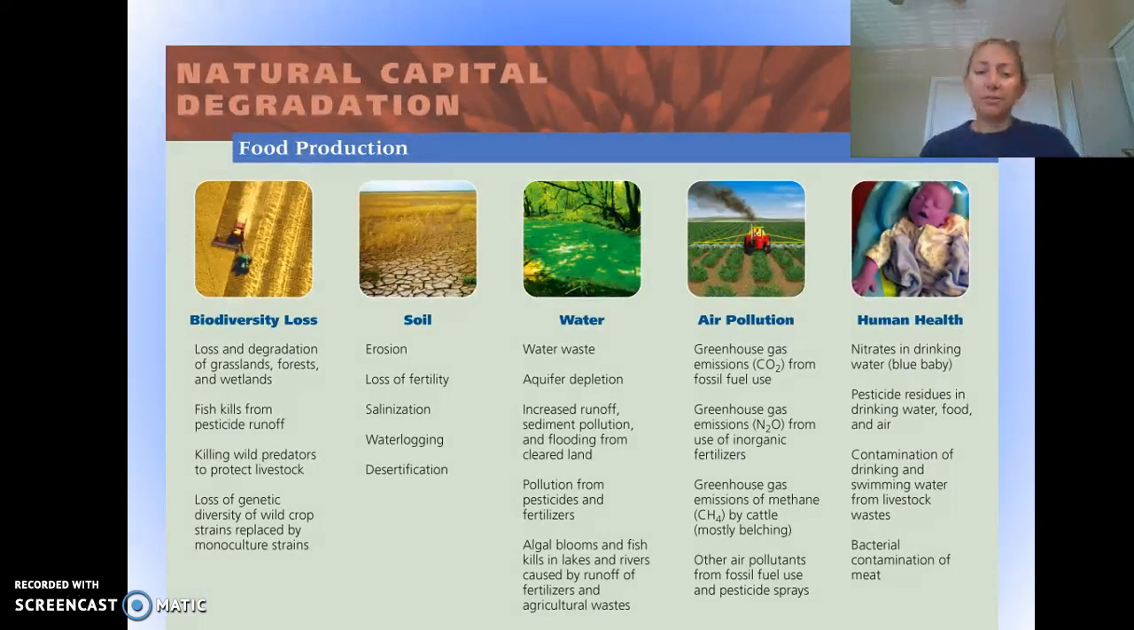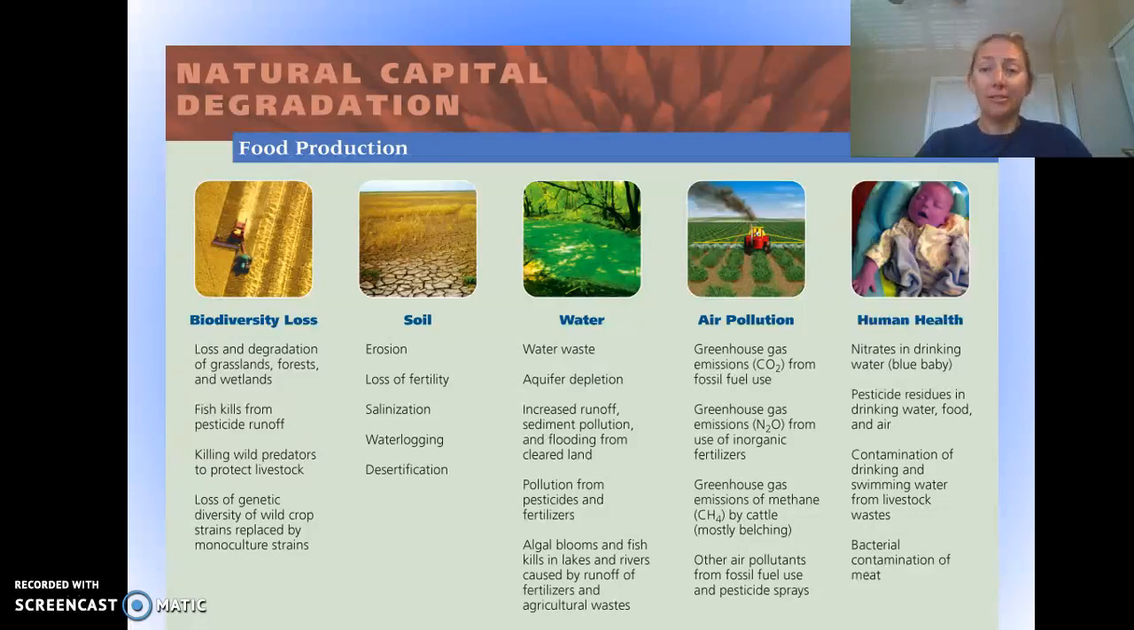And then here, this is just kind of summing everything up. Everything that I've been talking about with all the problems with industrialized agriculture, ranging from problems with the loss of biodiversity, soil problems, the mass consumption of water, the mass amounts of greenhouse gases that are produced, and then human health problems as well. So this final picture here really sums everything up.